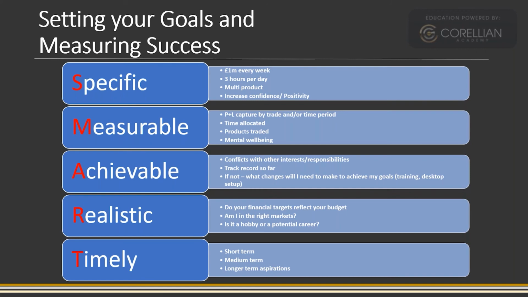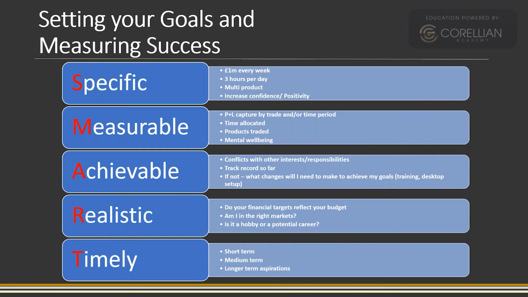Products traded, very, very easy. The key thing there around increasing confidence, you'll notice it in your mental well-being. If you're achieving something psychologically, if you're making your life easier, if you're more confident about things, you'll notice it in your well-being. So that's a good way of being able to measure that kind of target.